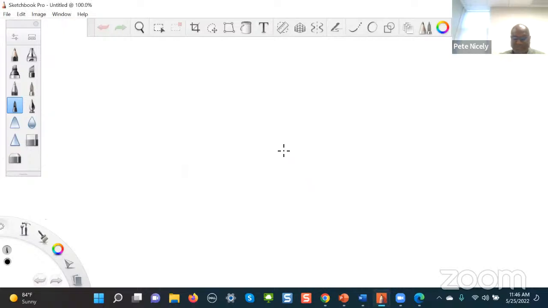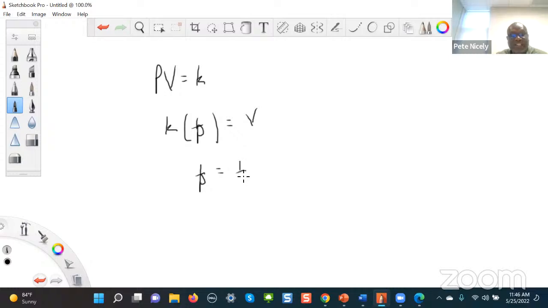Okay, so remember, one way of expressing Boyle's law is PV is equal to a constant, right? Or we can express this as K times 1 over P is equal to V, or we can express this as 1 over P is equal to 1 over K times V, which is equal to K prime, which is another constant, times V. So K prime here is the same thing as 1 over K.